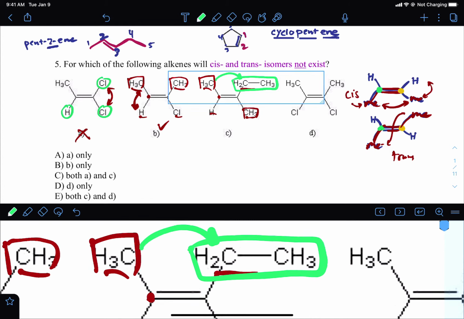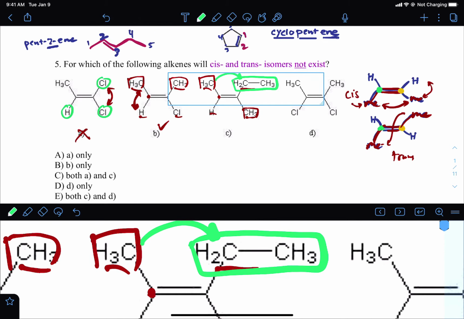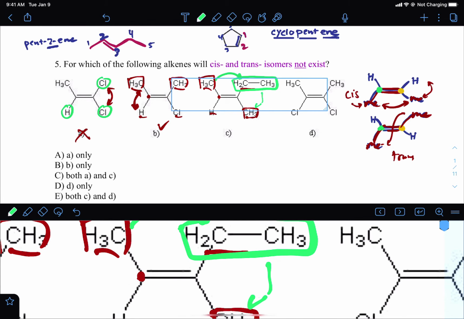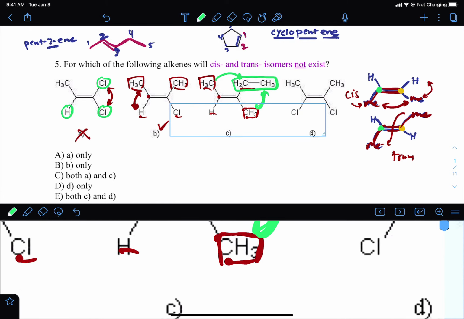So in this case, we've got the methyls that are trans, and then we've got the methyl that's cis to the ethyl. But if we swap these groups, then we have something different. Now we've got the methyl cis and the ethyl and methyl trans. So that's got cis and trans isomerism.